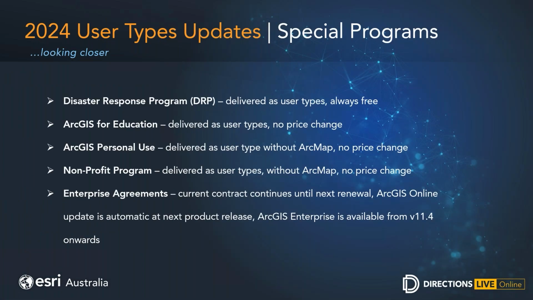Okay, for the special programs, new user types will be delivered with no change to existing prices for the Disaster Response Program, ArcGIS for Education, ArcGIS Personal Use, and a not-for-profit program. For enterprise agreements, the ArcGIS Online update is automatic with the June 2024 update, and new user types will be available from ArcGIS Enterprise version 11.4. For everyone with an existing agreement, your current contract will continue until the next renewal.